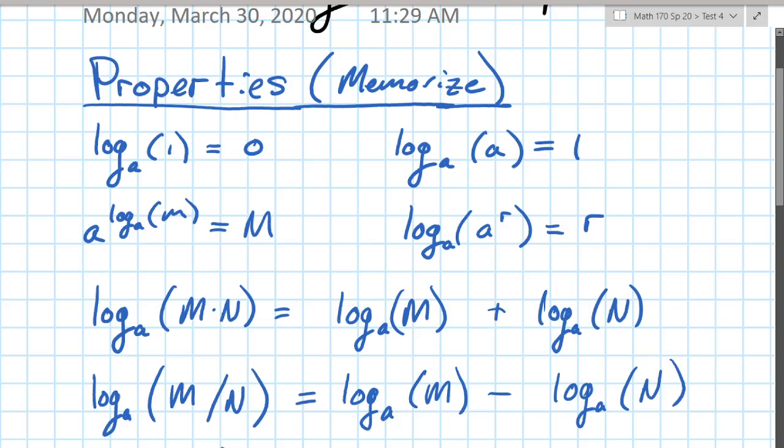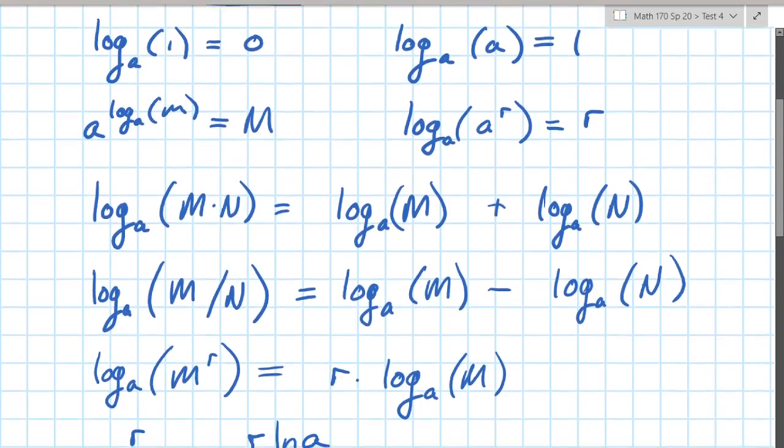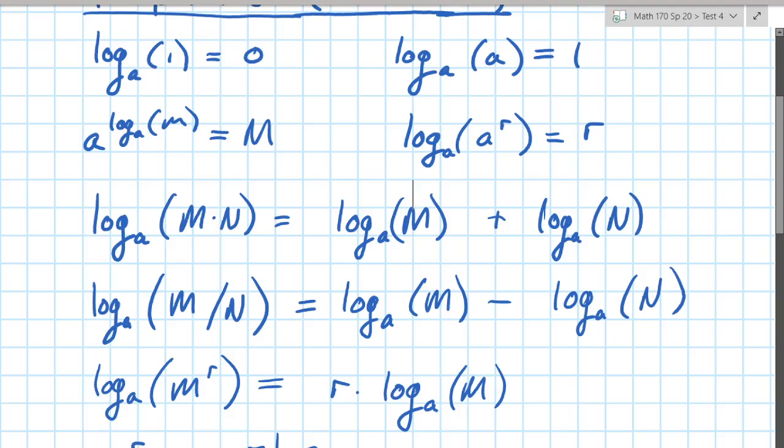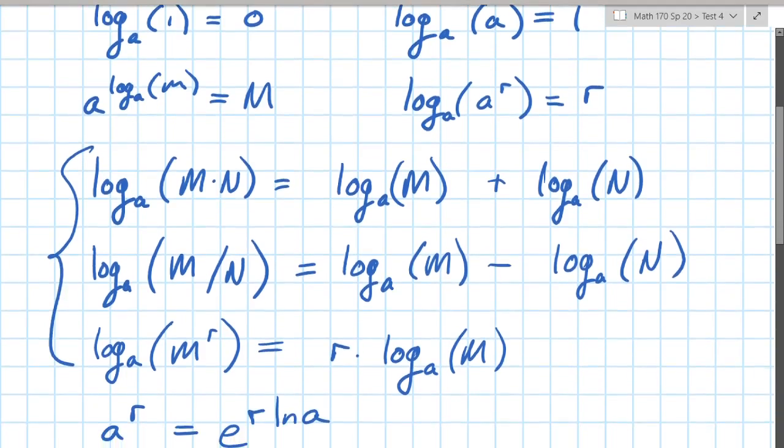Next one, if we can match log base a of a to the r, we are left with r. Again, this is another way to cancel out a log function. The next three properties kind of go together. These are ways to combine or expand log functions.